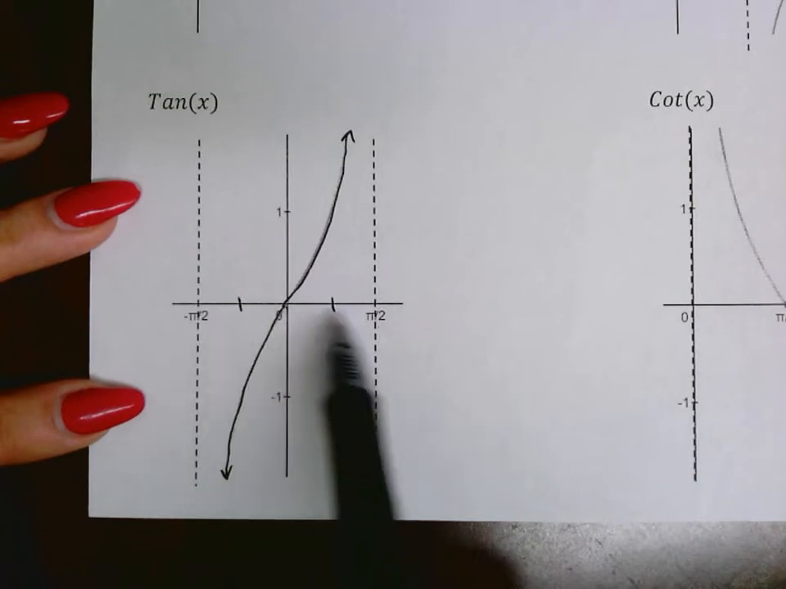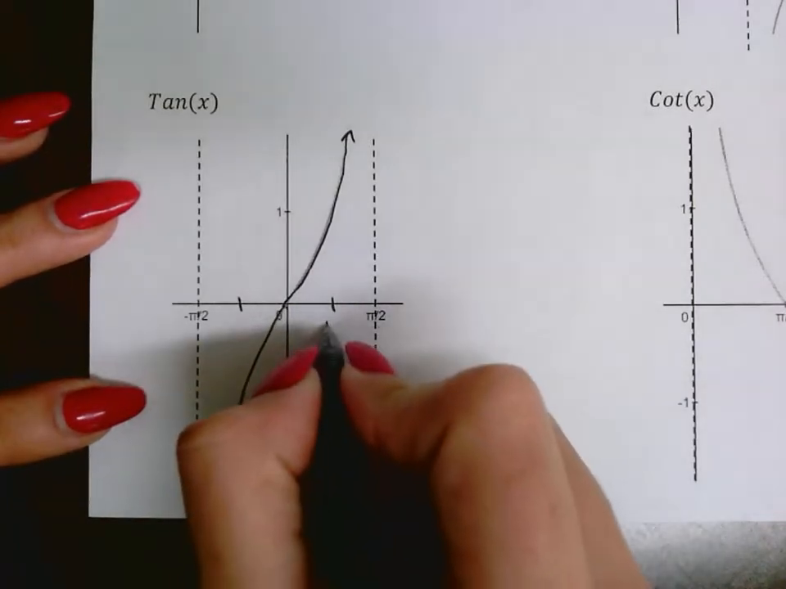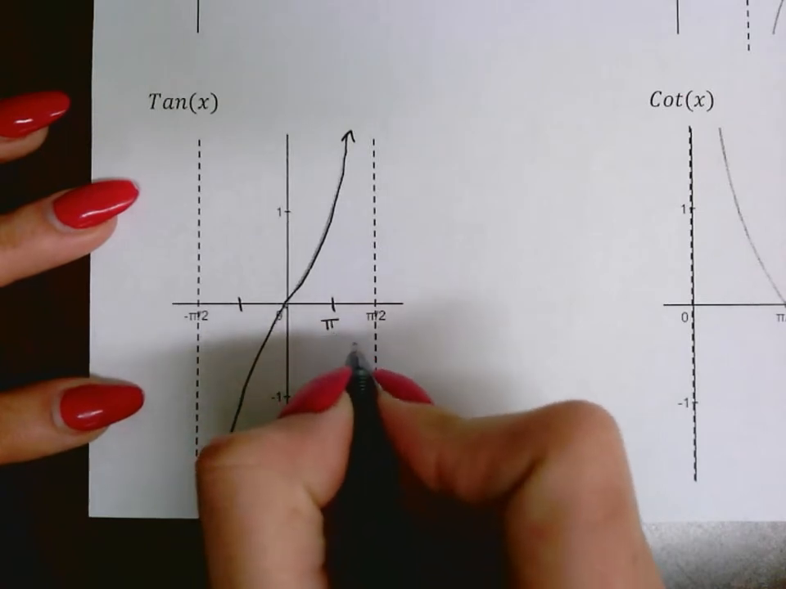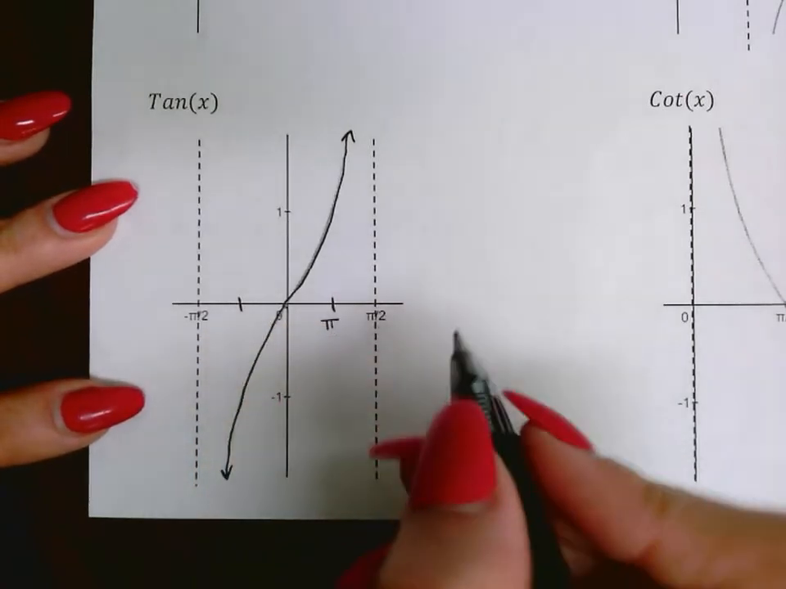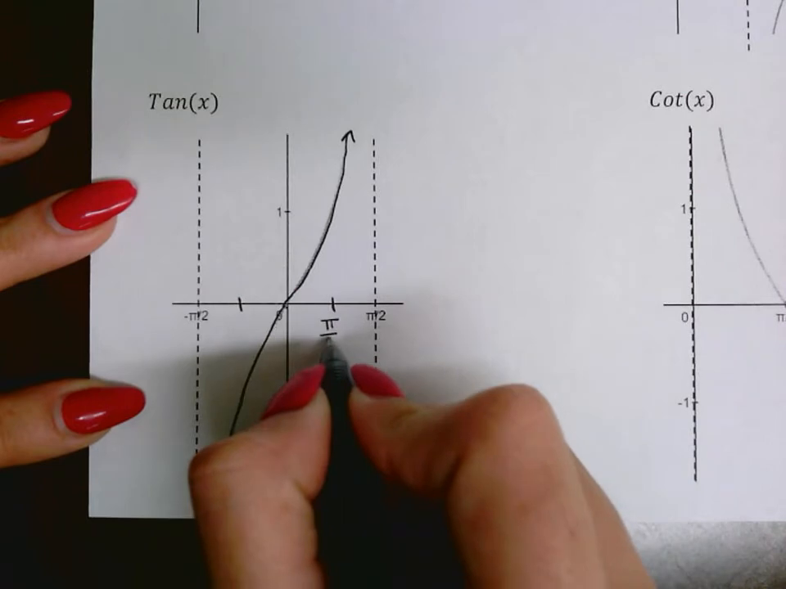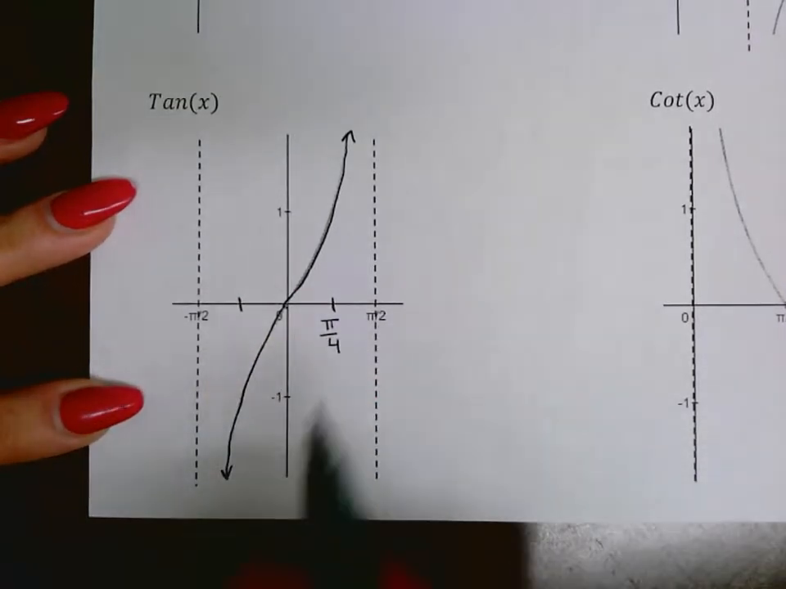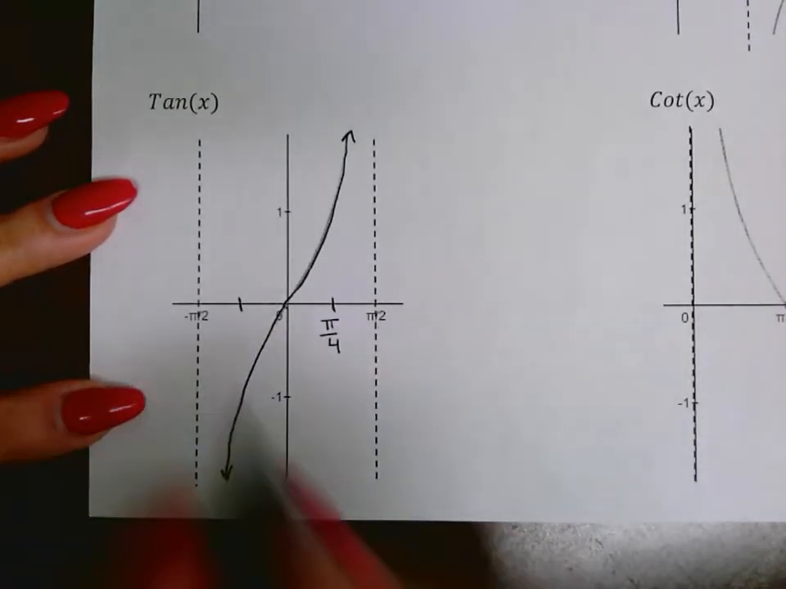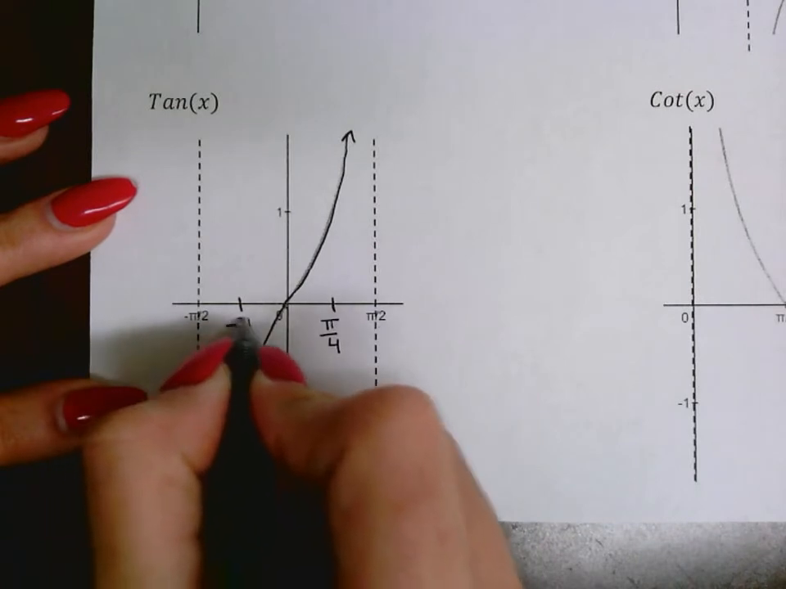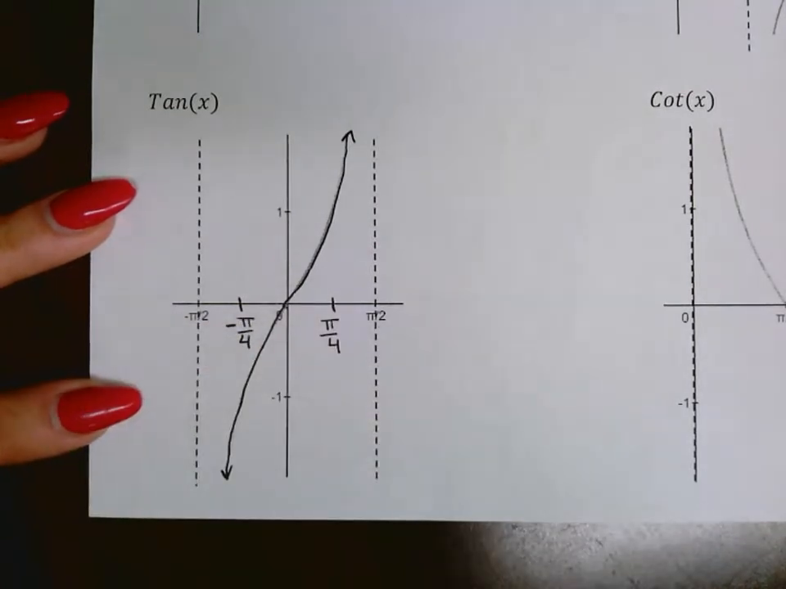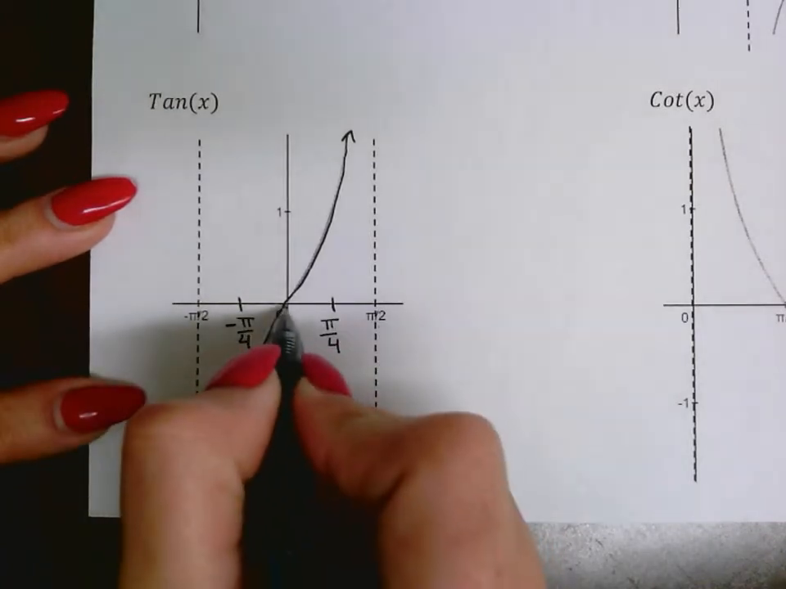So if I go halfway to pi over 2, what do I end up at? Good, guys. You're right. The answer is pi over 4. All right. And then halfway to negative pi over 2 would be negative pi over 4. Again, these are for a parent function, okay? Now, hopefully it's obvious to see that the middle point is at 0.